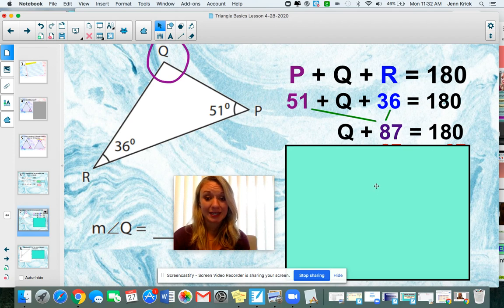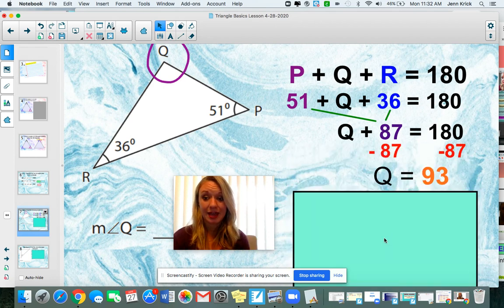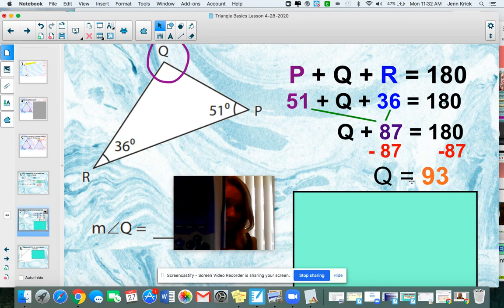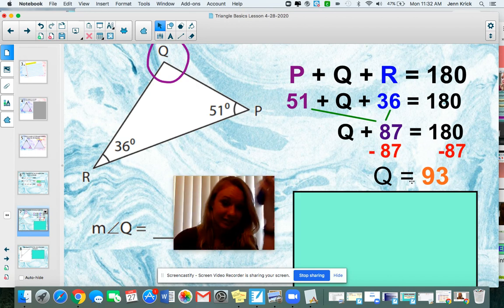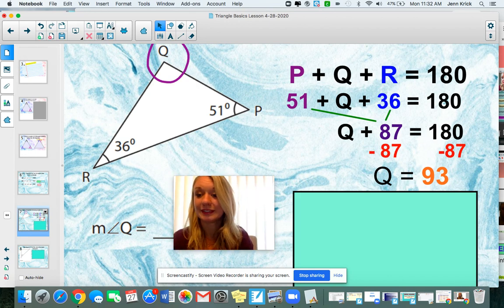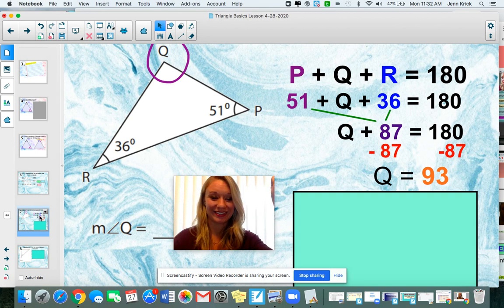Let's subtract 87 from both sides, and you get that Q is 93 degrees. Now to prove that that's correct, let's add up R, P, and Q to make sure that they equal 180 degrees, and voila, they do, and you can't even see my calculator. Oh my goodness. So Q is 93 degrees.